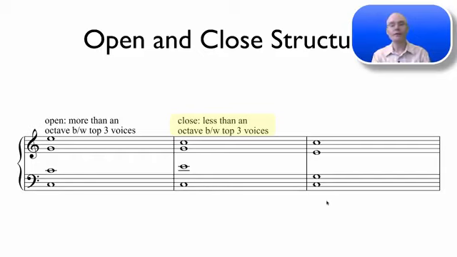Now, just as a little bit of practice, take a look at this one here. Take a second to determine whether it's open structure or closed structure, and then continue on. I hope you took a look at this and said, if I look at the intervals, I see I have a 6th between these intervals, and I have a 6th here, so that's definitely more than an octave, which means we definitely have an open structure chord. And that's the case.